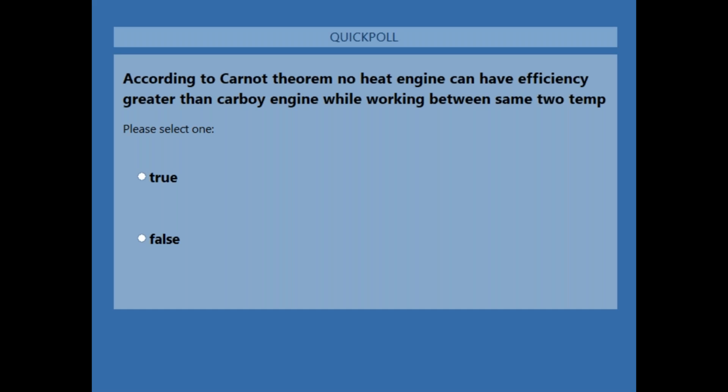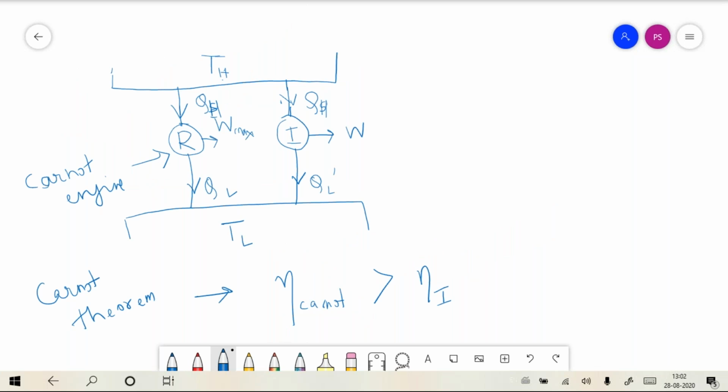Okay, so let me close the poll. About 86% of the students have got it correct. According to the Carnot theorem, if you are able to see the whiteboard, I have drawn one schematic. It's seen. Yes, it is the same.